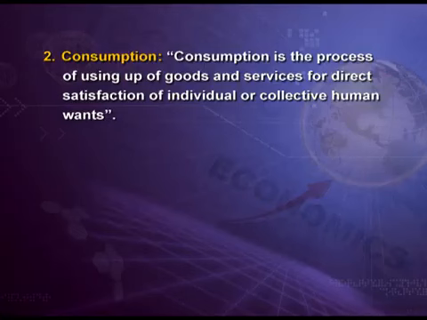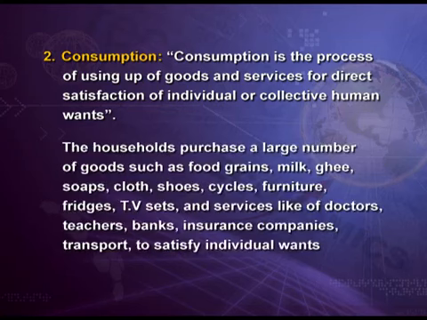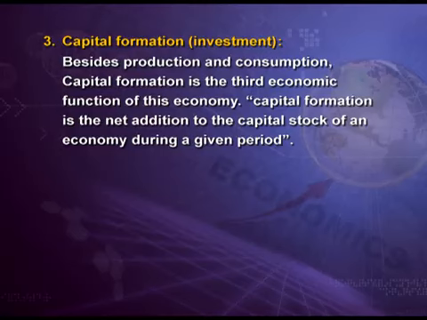Second term used in this chapter again and again is consumption. Consumption is the process of using up of goods and services for direct satisfaction of individual or collective human wants. The households purchase a large number of goods such as food grains, milk, ghee, soap, cloth, shoes, etc. and services like those of doctors, teachers, banks, insurance companies, transport, etc. to satisfy individual wants.